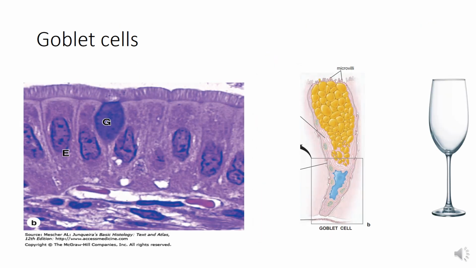The goblet cells are mucus secreting unicellular glands which are scattered among the enterocytes. So you can see here, this is the special stain used for the staining of the goblet cells, and it is lying in between the enterocytes, their number increasing from the duodenum to the terminal ileum of the small intestine.